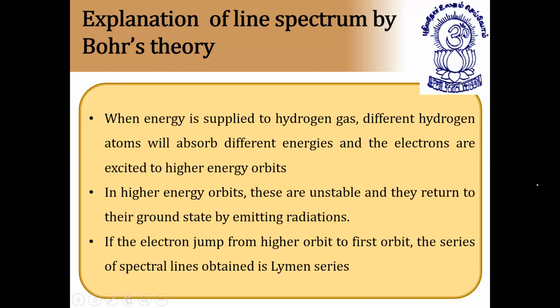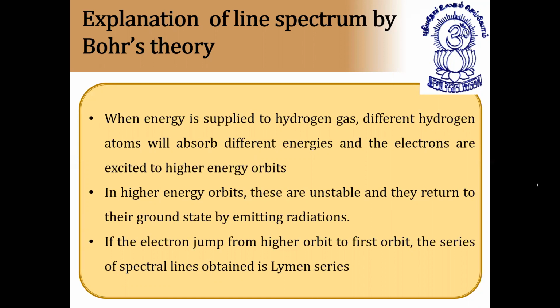So, explanation of line spectrum by Bohr's theory. When energy is supplied to hydrogen gas, different hydrogen atoms will absorb different energies, and the electrons are excited to higher energy orbits. In higher energy orbits, these are unstable and they return to their ground state by emitting radiations. Yesterday, in the previous class, we discussed line spectrum and band spectrum.